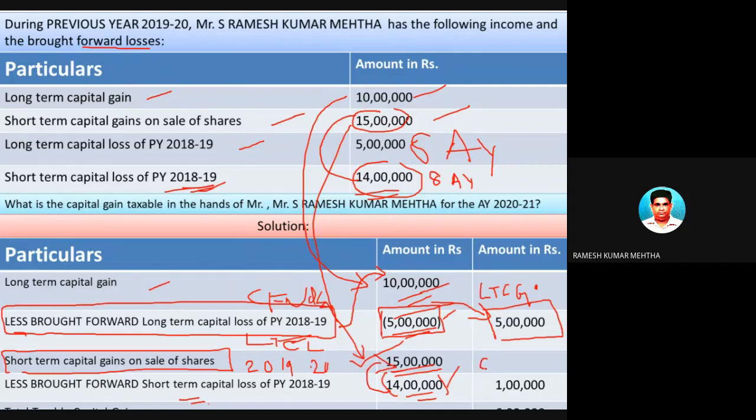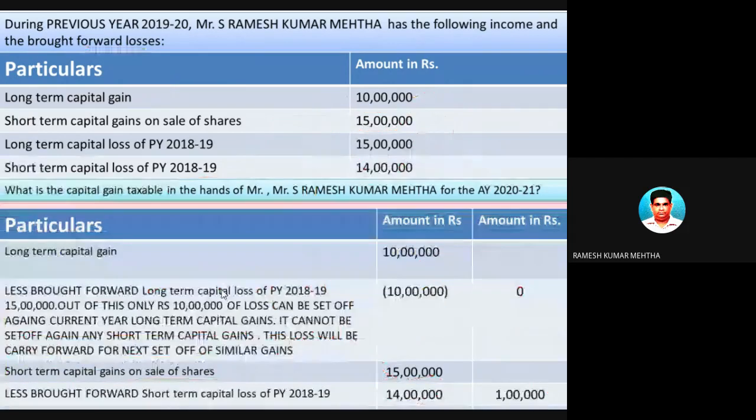So the short-term capital gain for this year is only 1 lakh rupees. So the total taxable capital gains is 6 lakh rupees. 5 lakh rupees is the long-term capital gain, and 1 lakh rupees is the short-term capital gain. This is the way this particular problem has to be solved given the terms and conditions, rules and regulations under set off and carry forward of losses. Hope you have understood it.